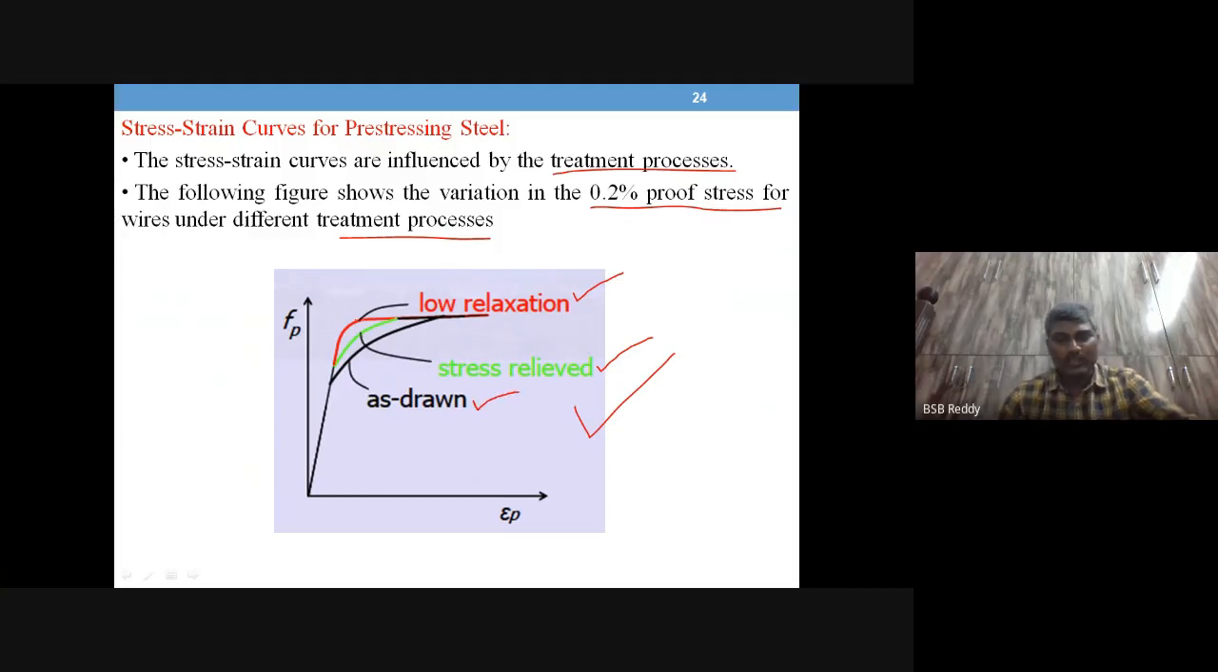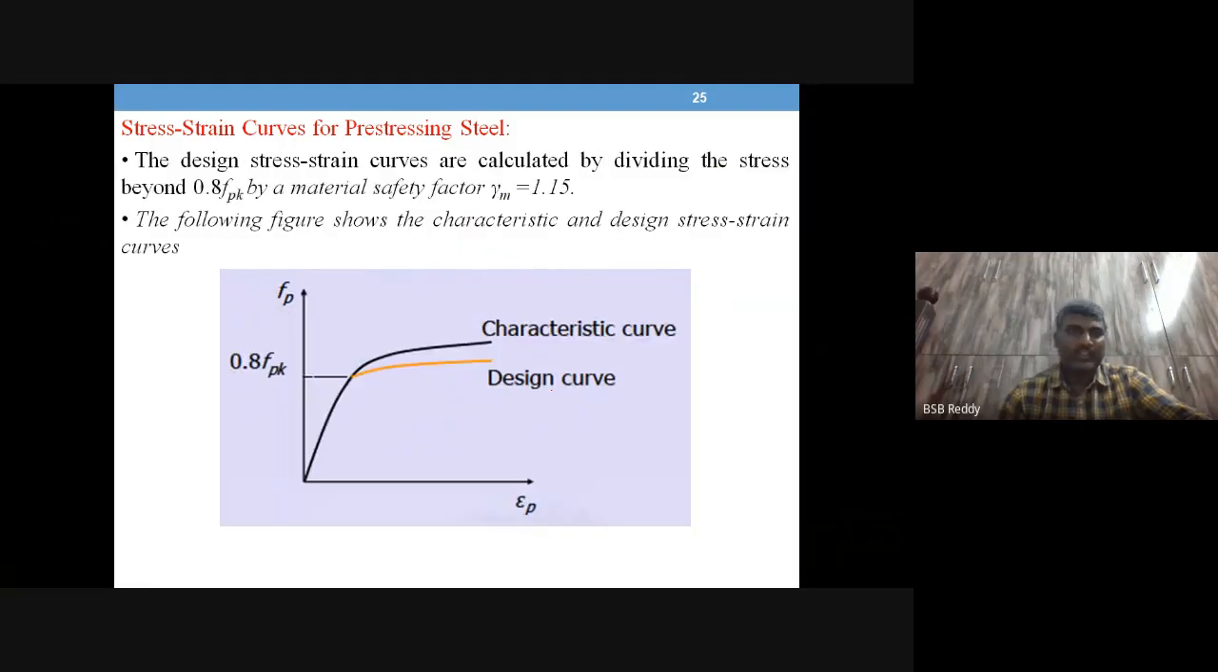And you can see proof stress is high for low relaxation steel, and it is a lesser value for stress relieved, and the lowest for as drawn wires. So proof stress is low for as drawn wires, high for low relaxation steel.